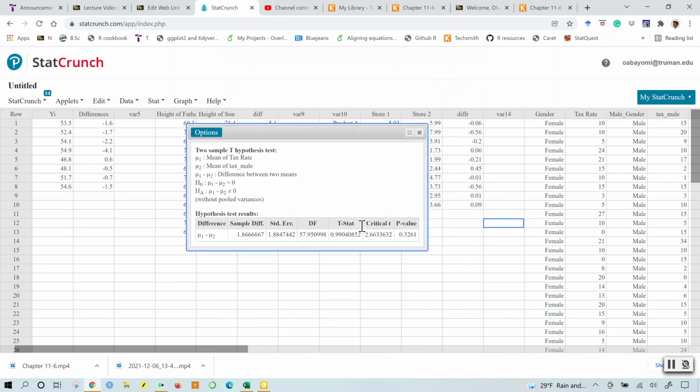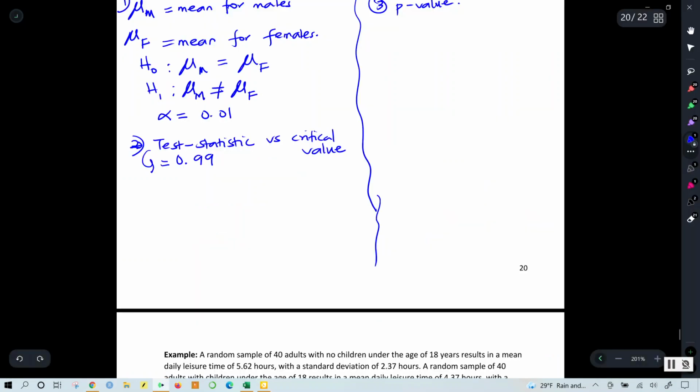So in this case, I have my test statistic there. My test statistic is 0.990 and my p-value is 0.3261. So I have my test statistic value there, 0.99. My critical value, drawing my distribution. This is a two-tailed test. So I'm going to draw two tails here. And I have the pieces here.